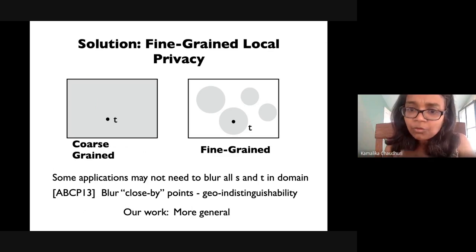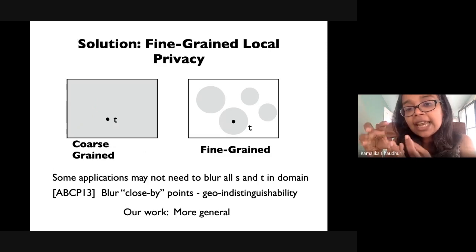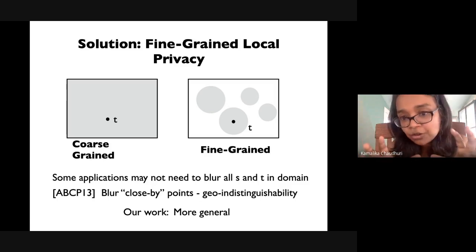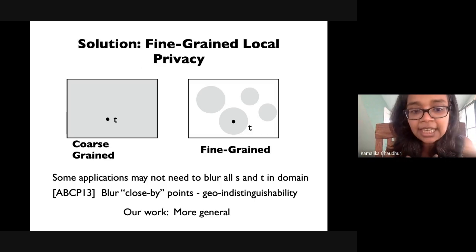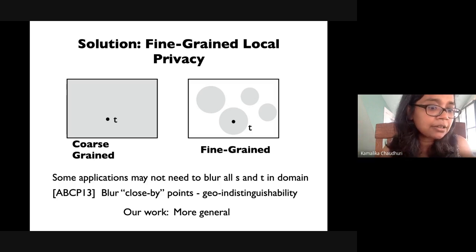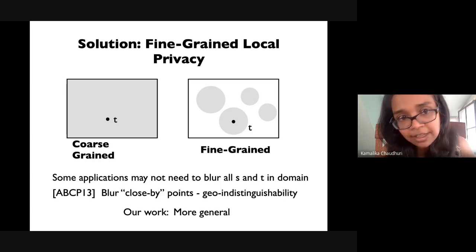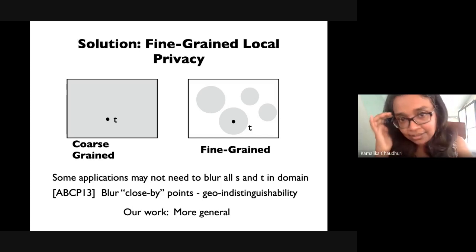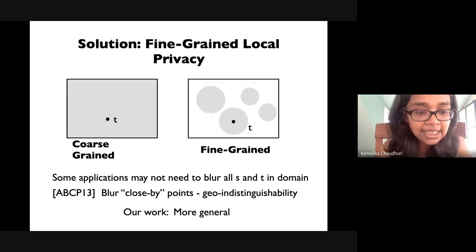Whereas with finer grain, if your T is in one of these gray balls, then you just blur all things in that gray ball. Maybe you blur all things in that other gray ball, and so on. And as a result of this kind of finer grain local privacy, you might need less noise. And this kind of idea has been there. Before our work, in 2012, there was some work on feature level differential privacy.